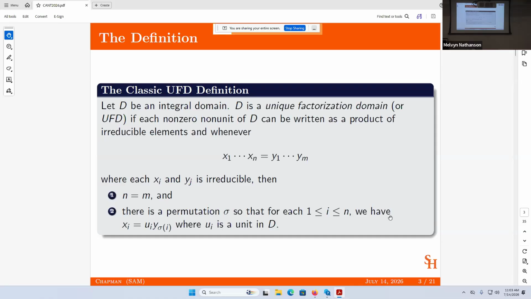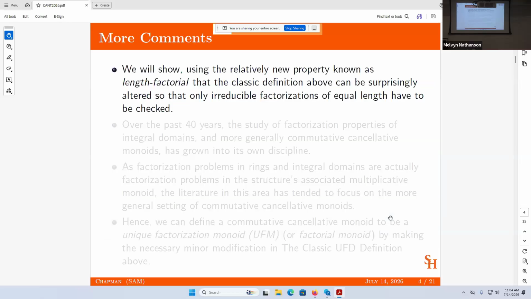But what I am going to do today is talk about why, in some sense, you don't really need number 1. I'm going to rewrite this definition so that all you have to do is look at factorizations of equal length, which I've had people tell me is kind of ridiculous, and other people tell me is really interesting. So I guess beauty is in the eye of the beholder. So to do this, I'm going to use a new property that I'll define in a second called length factorial.